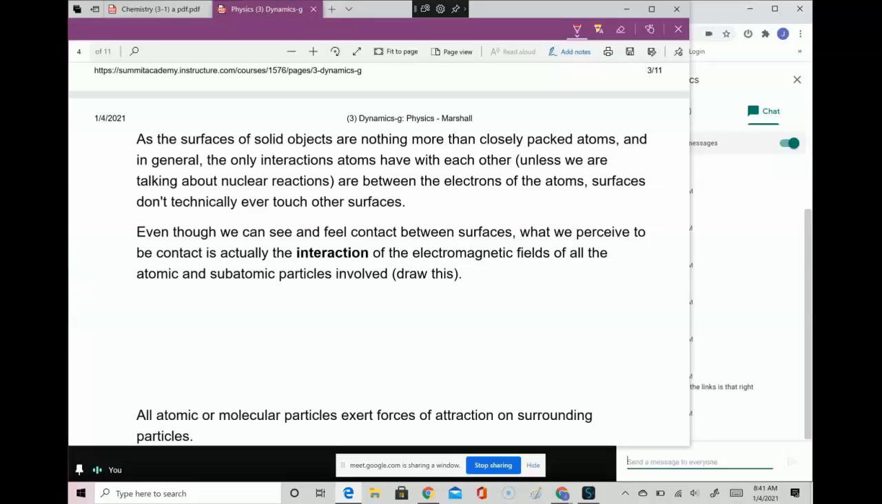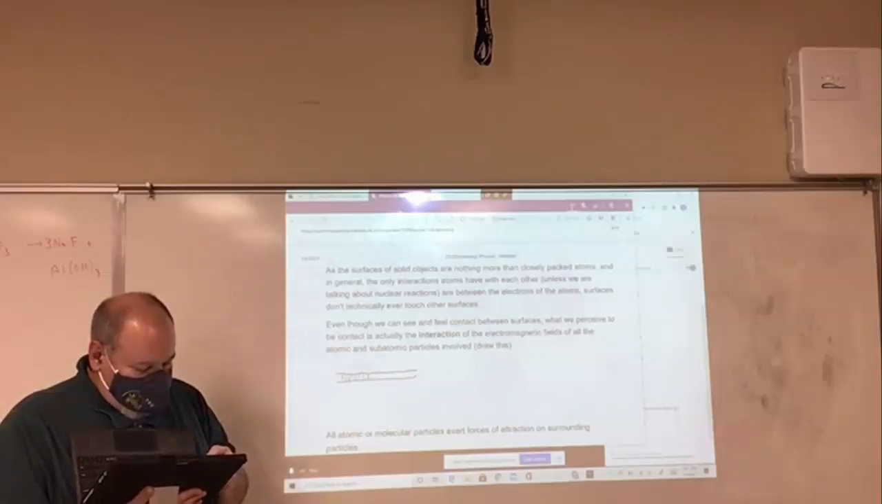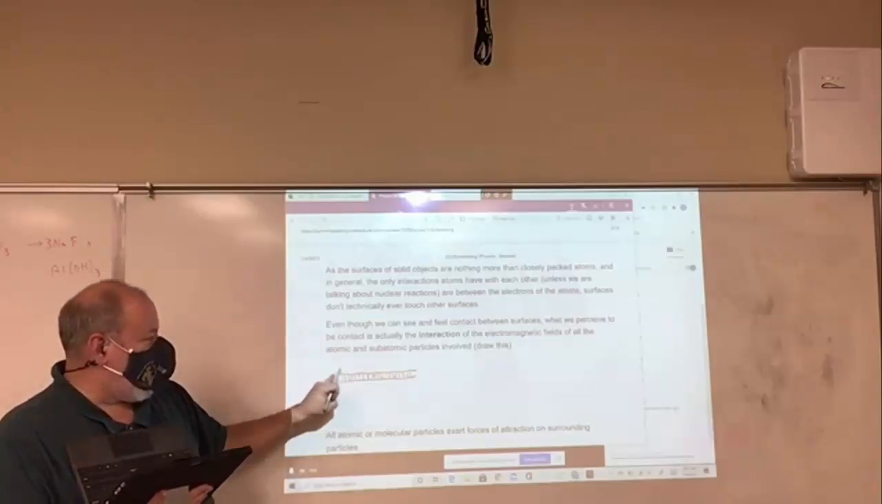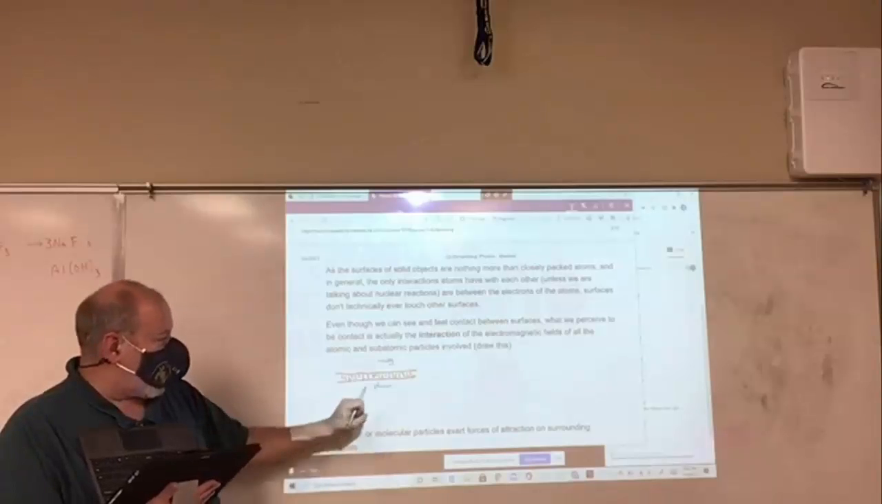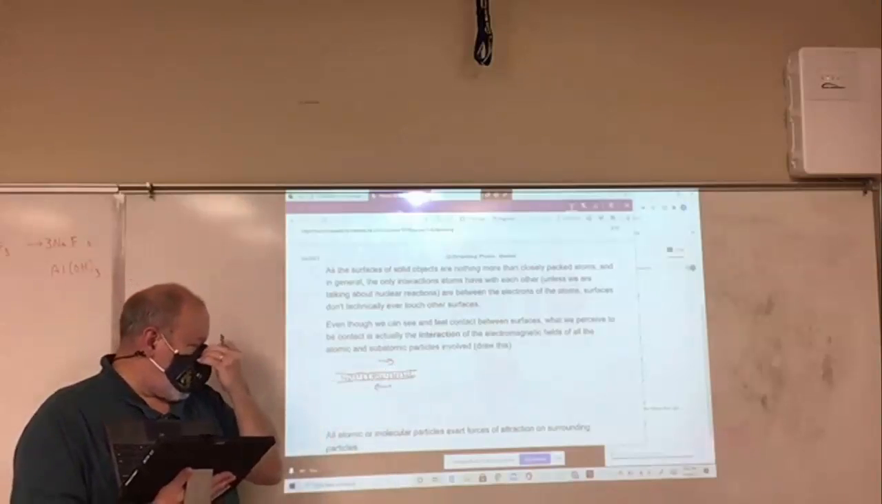And we're going to draw a little model of this. Our initial model is going to look like this. We're going to say that particles in the surface here interact with particles in the surface here and create little forces of attraction. This is what we sort of see. We have forces of attraction created in here, and this surface is going to move relative to the other surface.